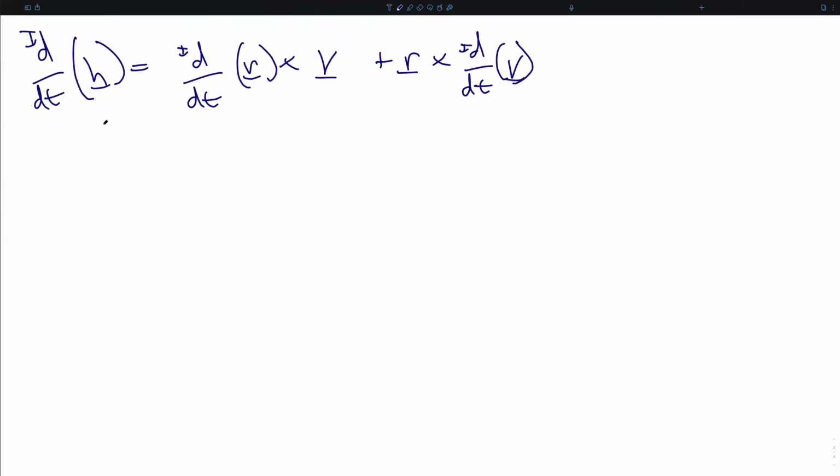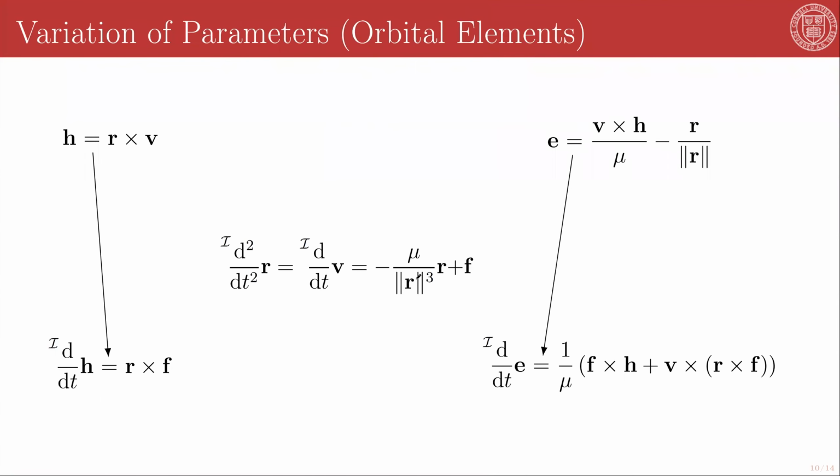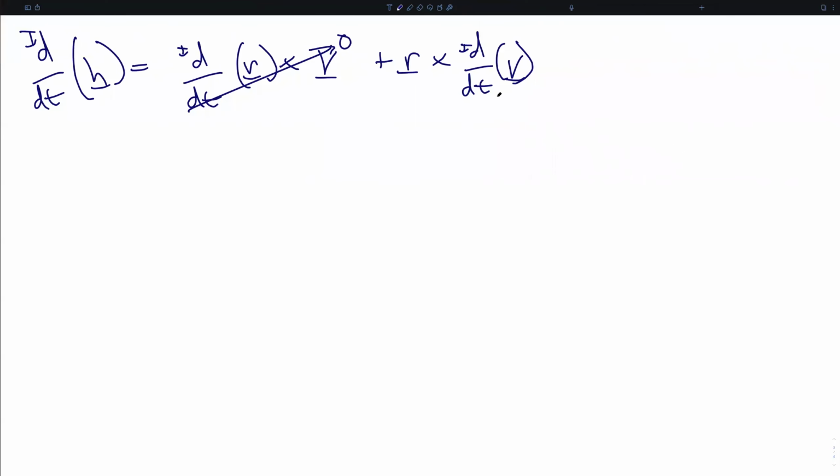That is, the inertial derivative of the specific angular momentum is equal to, by the product rule, the inertial derivative of the orbital radius crossed with the velocity, plus the radius crossed with the derivative of the velocity. The derivative of the radius is the velocity. Velocity crossed with itself is 0, so this term goes to 0. And ordinarily, this term would also go away because by our two-body equation of motion we would get a vector that is proportional to r. However, now the derivative of the velocity is negative mu over norm r cubed r plus this specific perturbing force. So the cross product of the first part still goes to 0.